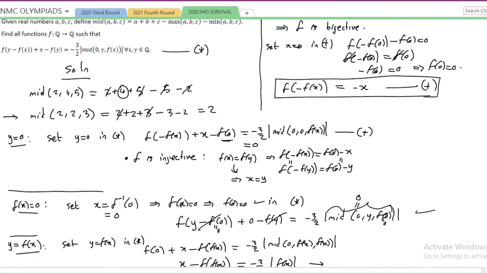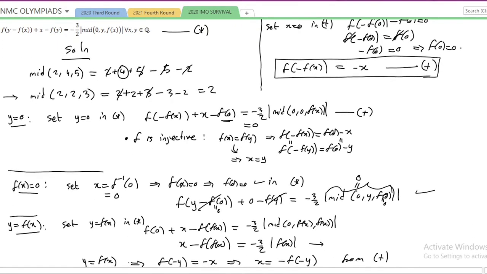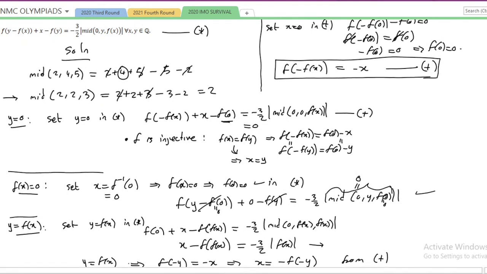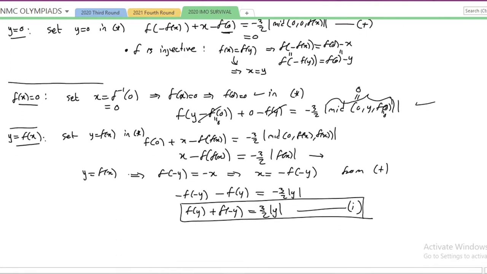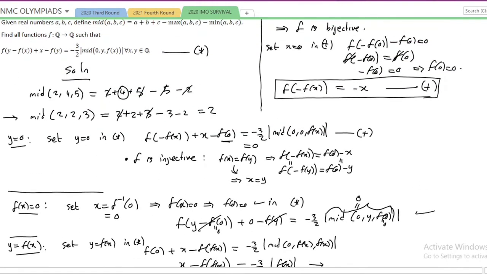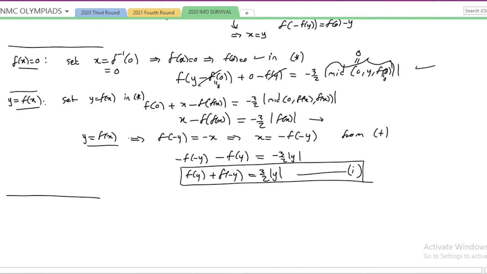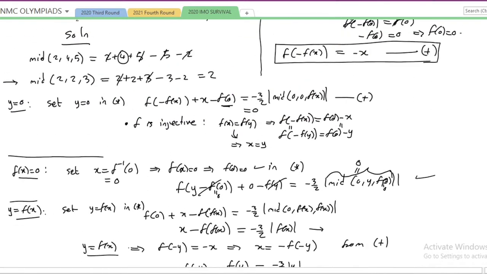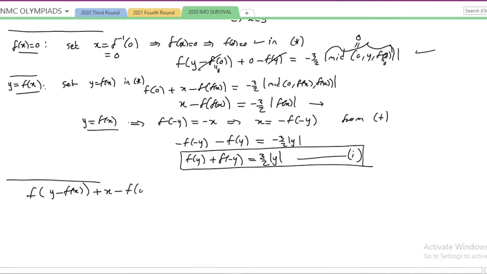So what we're going to do now is rewrite equation star in a different way, based on the idea we just used from plus here. So this transformation we did here, we're going to try to see how we can make use of that in the original equation. So we have f of y minus f of x plus x minus f of y, equal to minus 3 over 2 mid of 0, y, and f of x.